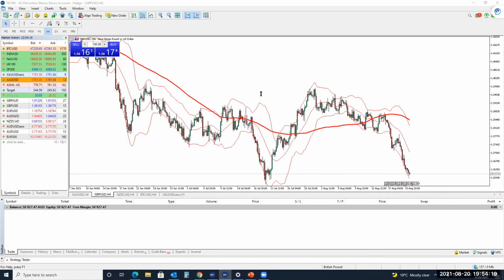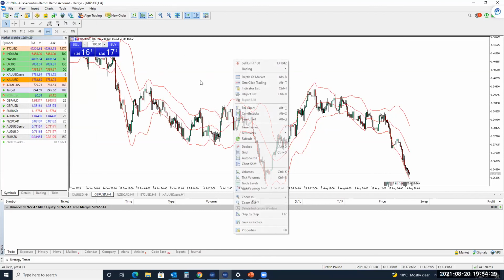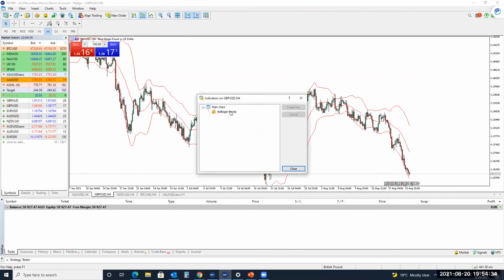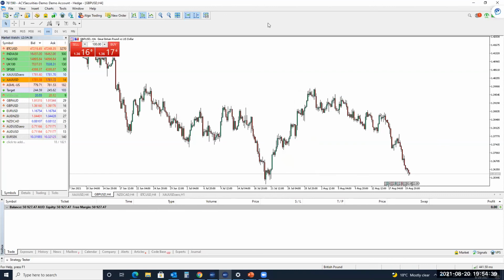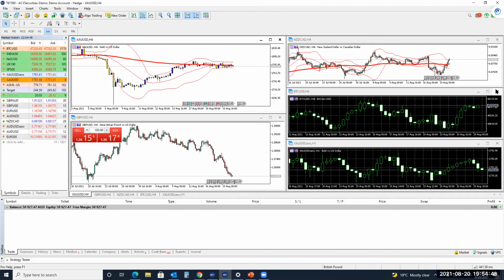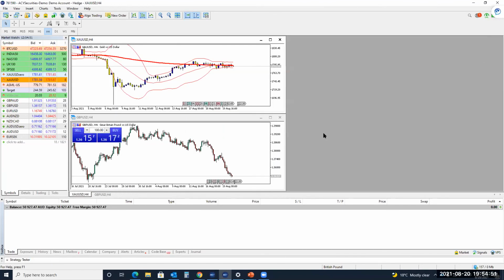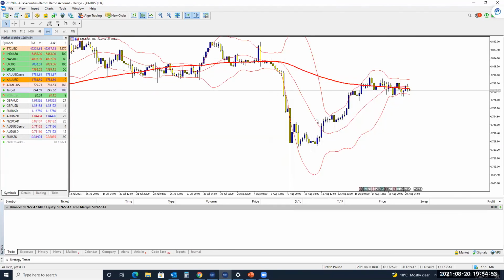Okay, so how do I remove the indicators if I no longer need them? Quite simple. I can either right click on the indicator and delete the indicator, or I can go to the indicators list, highlight, delete, and the indicator is gone. And if you're looking to remove the charts that you no longer require, so let's say we've got all of our charts here, X, X, X, bang, done. All our charts are gone.